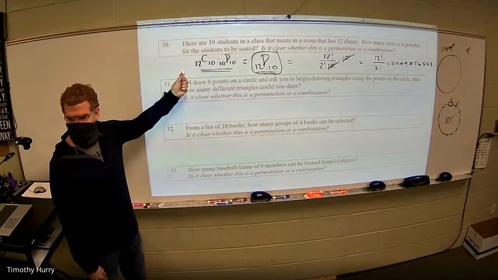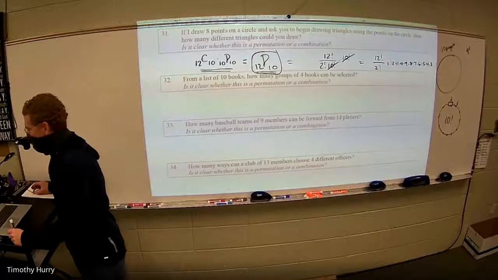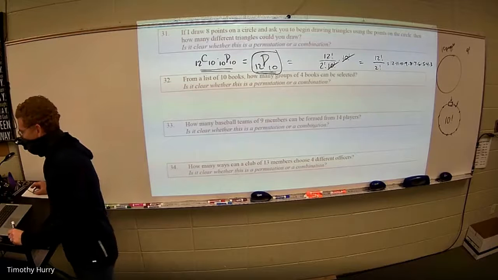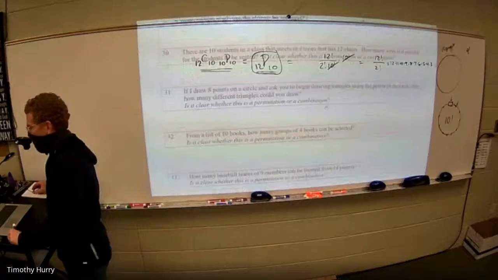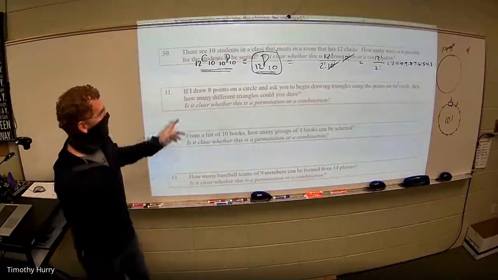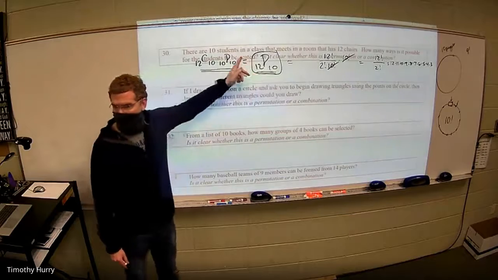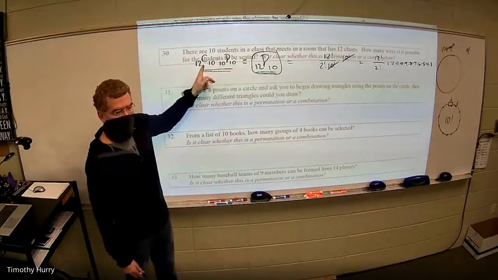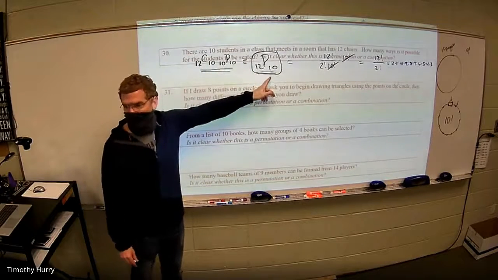Are y'all with me on this? I'm just throwing random stuff out there. Oh, and by the way, on number 30, as it says, is it clear whether this is a permutation or a combination? Yeah, definitely a permutation element, both, right? But technically, there's kind of a combination element in there as well, even though you really didn't see it if you did it this way.